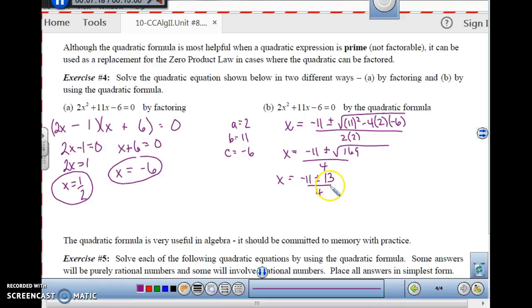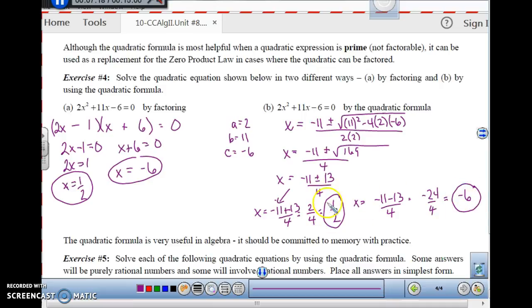Now remember, as I said before, this is actually two answers. This is x equals negative 11 plus 13 over 4, and it's x equals negative 11 minus 13 over 4. Negative 11 plus 13 over 4 is 2/4, which is a half. So x equals a half. That's what we got over here. Negative 11 minus 13 is negative 24 over 4, which is equal to negative 6. So you can see I got the same answers by factoring or the quadratic formula.